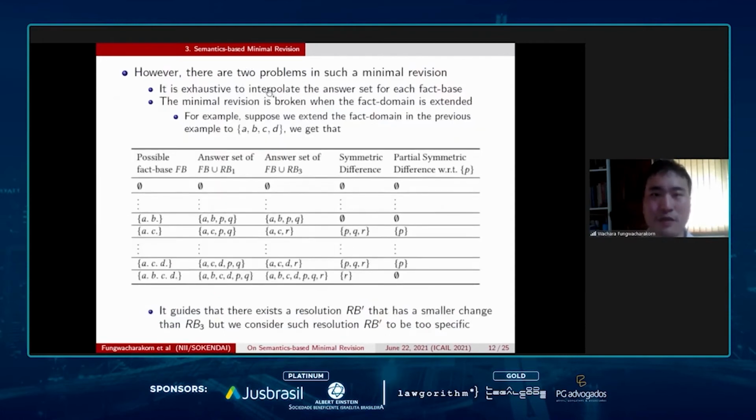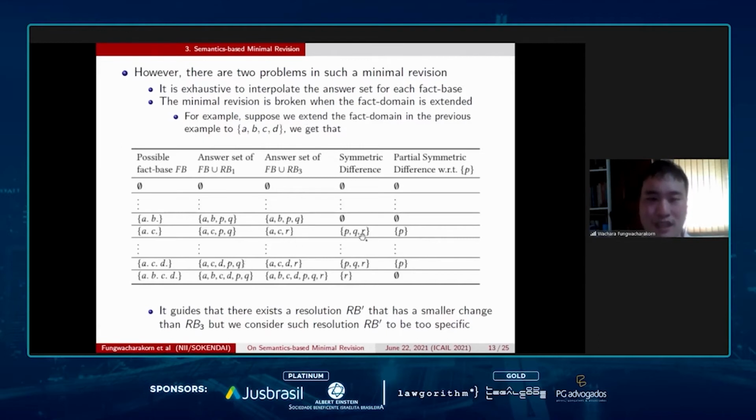However, there are two problems in such a definition of minimal revision. First, it is exhaustive to enumerate the answer set for each fact base. And second, the minimal revision is broken when the fact domain is extended. Let's illustrate with an example. Suppose we extend the fact domain in the previous example to the set of A, B, C, D. Then we get the following tables.